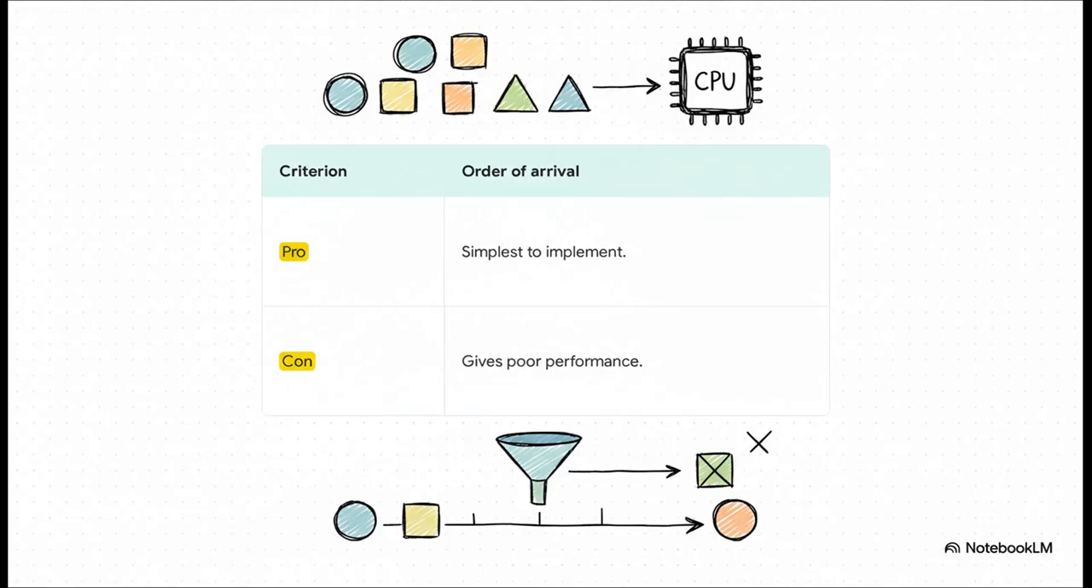The most basic algorithm is exactly what it sounds like. First come, first served. It's just a simple line. The good thing? It's super easy to build. The bad thing? Oh, it can be awful for performance. If a really long, heavy process gets in line first, every other quick little task gets stuck waiting behind it. This is literally why your whole computer can sometimes feel like it's stuck on one thing.